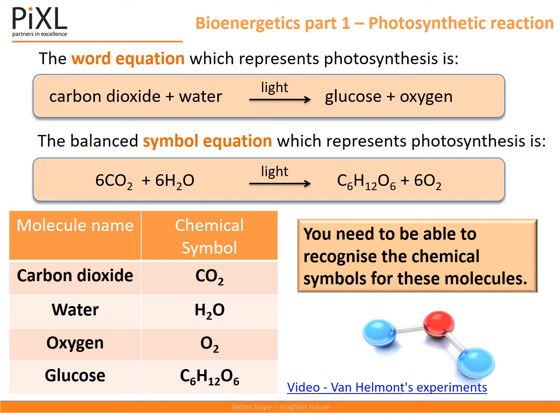Now, you're expected to be able to know or recognize the chemical symbols for all of those things. So we can put it into a symbol equation. Carbon dioxide has the symbol CO2. Water is H2O, and that makes glucose, which is C6H12O6, and oxygen, which is O2. Now, it's really easy to balance because it's all the same number. It's just 6x6, and that goes on everything apart from glucose.